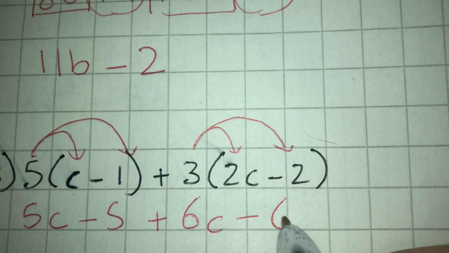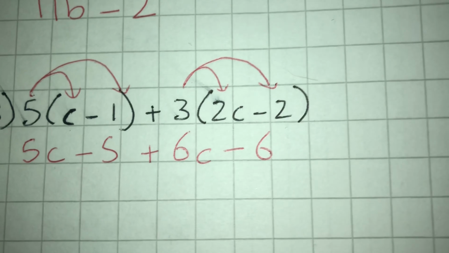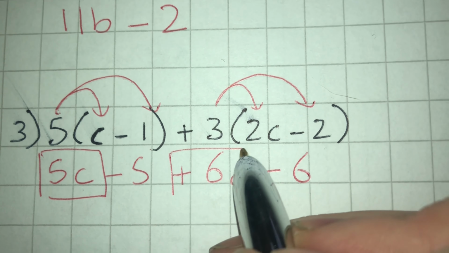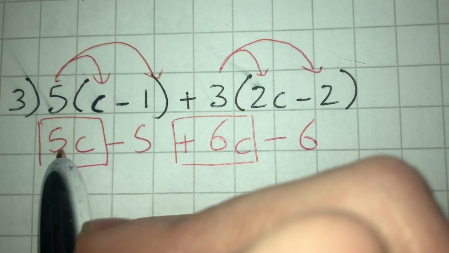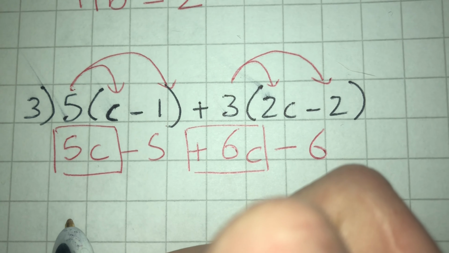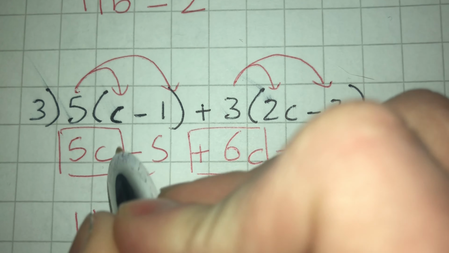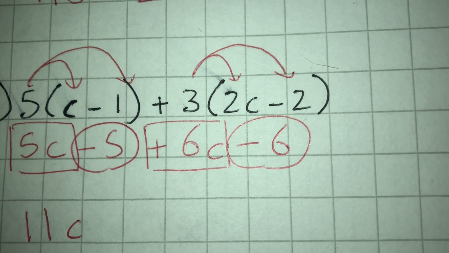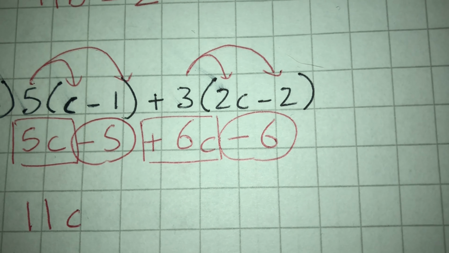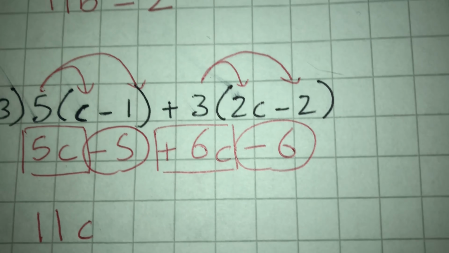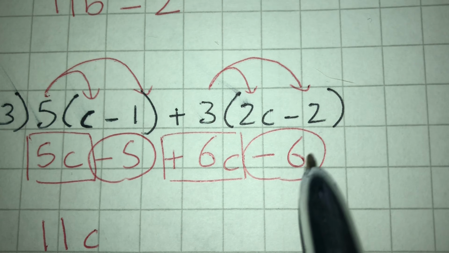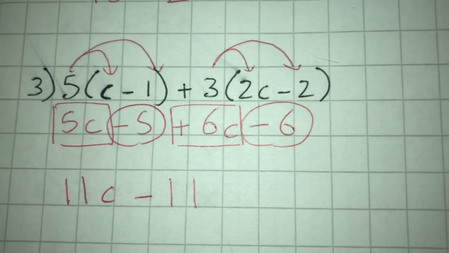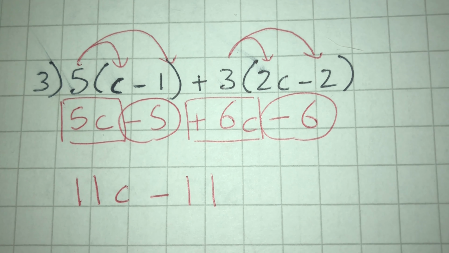So I get minus 6. Now I'm going to collect my like terms. So I've got 5c plus 6c, both terms are positive, 5 plus 6 is 11c. Now I've got minus 5 take away 6, and again that's where our number line can come in handy. If I'm starting at minus 5 and I'm going down by 6, that would take me to minus 11. Okay, and that is my expression now simplified, and that is my final answer.